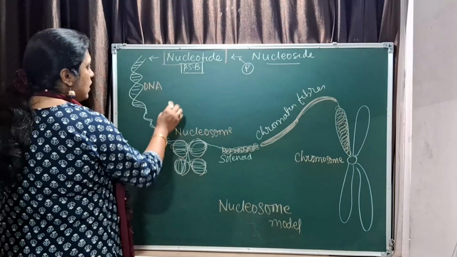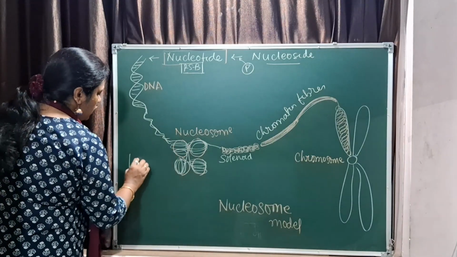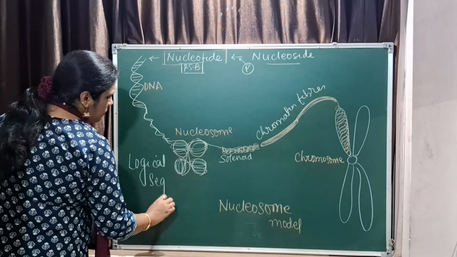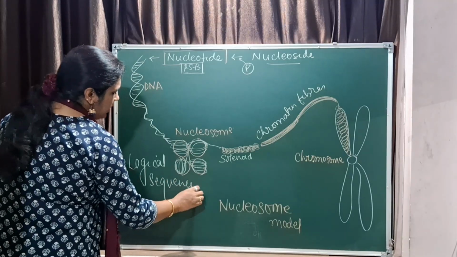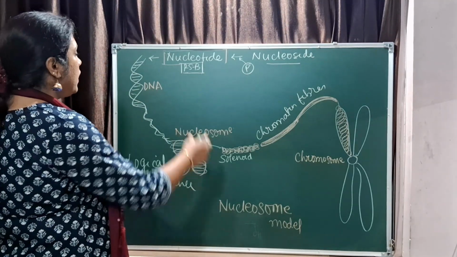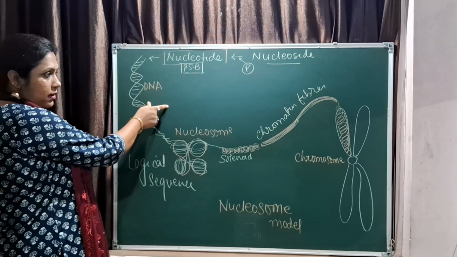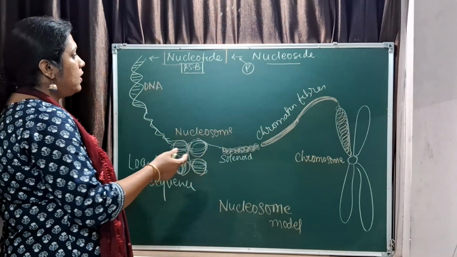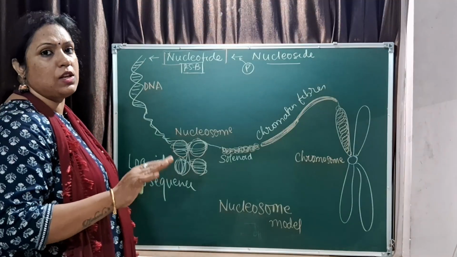This question is arrange in logical sequence. And there is one more type of question which can be asked, that is your ratio proportion type question. Nucleotide is to DNA, so nucleosome is to chromosome. Okay, any doubt? So this is the nucleosome model.